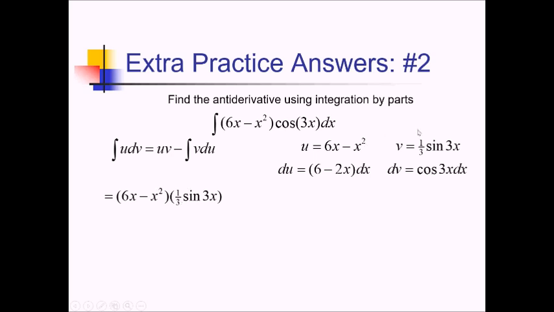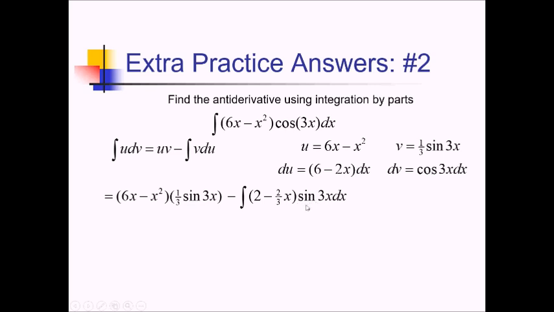Now we multiply this way to get our integral of v du. So we have a minus integral of 1/3 sine of 3x and this parentheses here with a dx, all this stuff. And this is still kind of a mess.